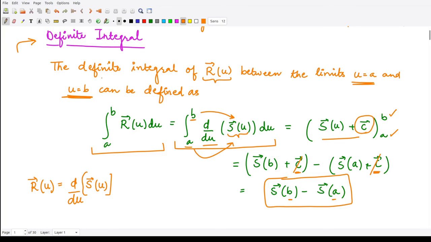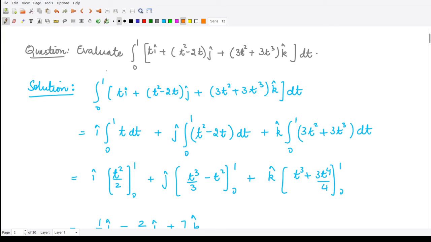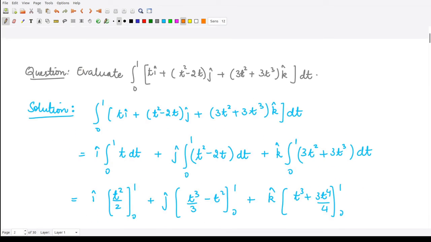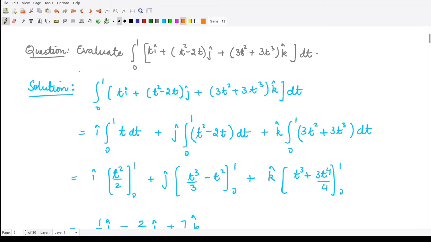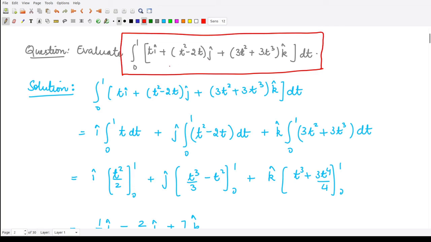Okay, so let us see one problem related to this. Now you might be thinking that this concept of integration is similar to the one which we have studied in school, so what's the use? In this question you will see the use of performing this vector integration in a more detailed way. Suppose you wanted to perform the integration of this particular function. Now this is a vector point function having t as the variable. So here we wanted to perform its integration.